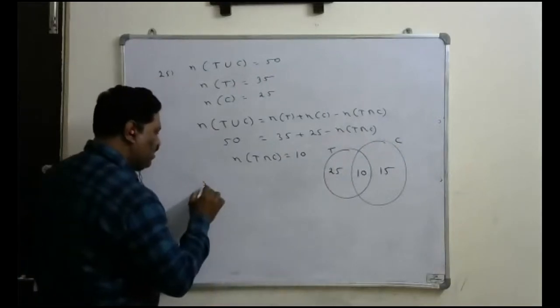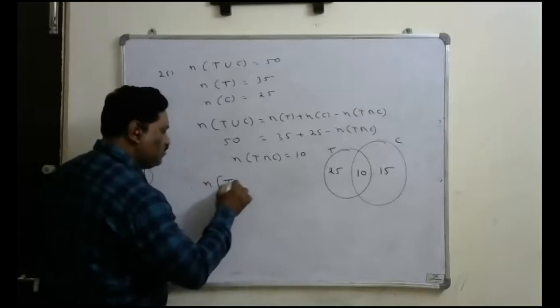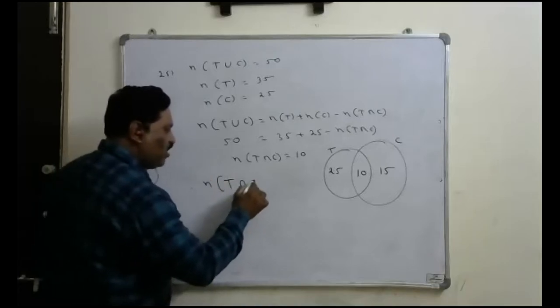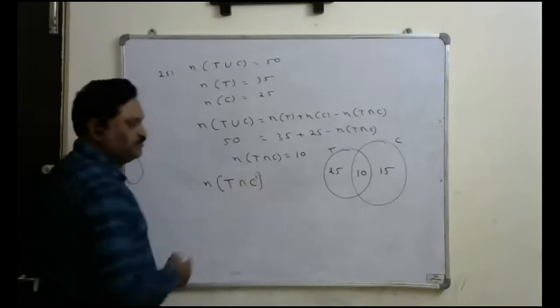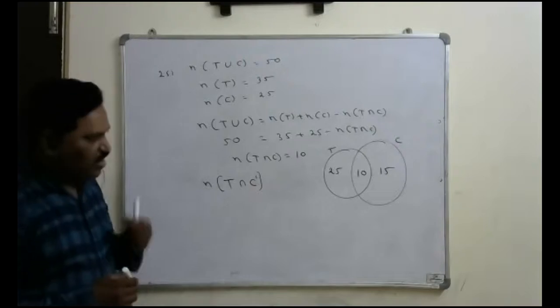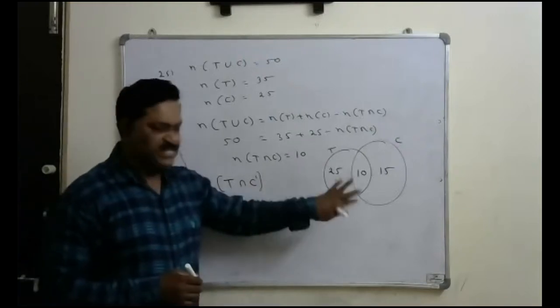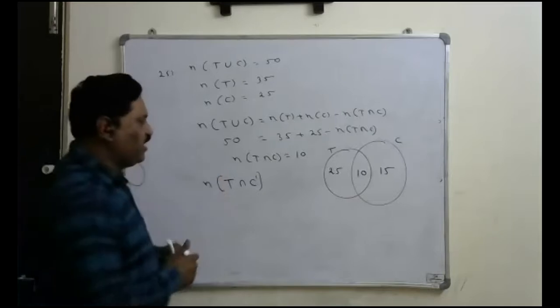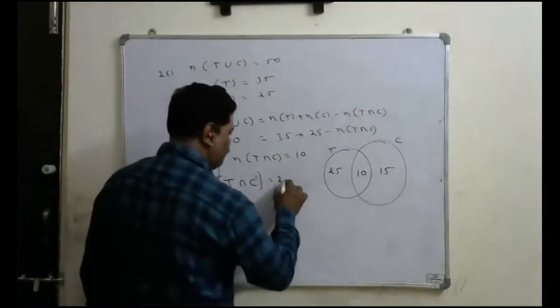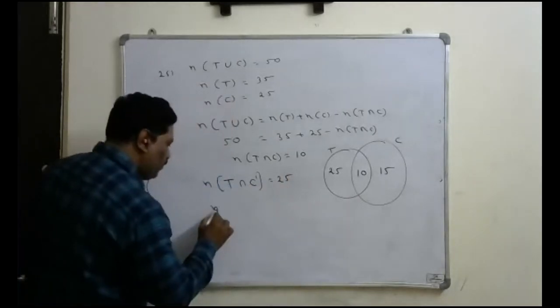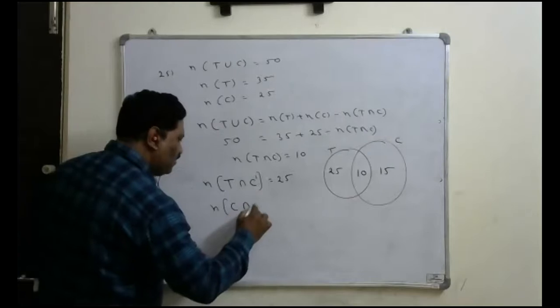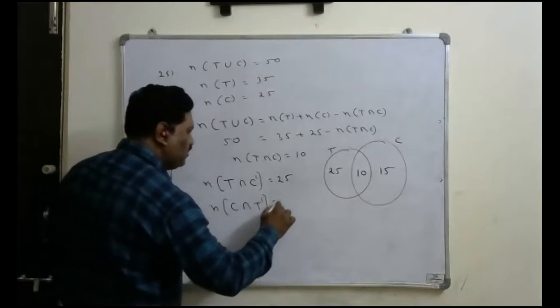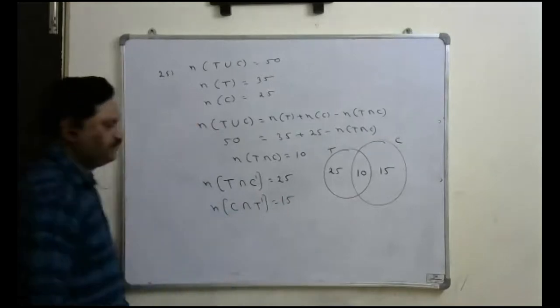This is the symbol we will use. The number of persons who will take the tea and not coffee, that is T minus C. Like that you can write it. Or you can also write T intersection C dash. That is 25. And the number of people who will take the coffee and not tea, that is C minus T, which is 15. This is the answer.